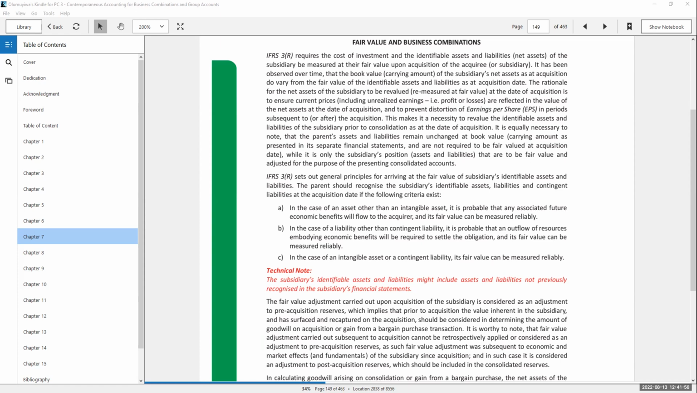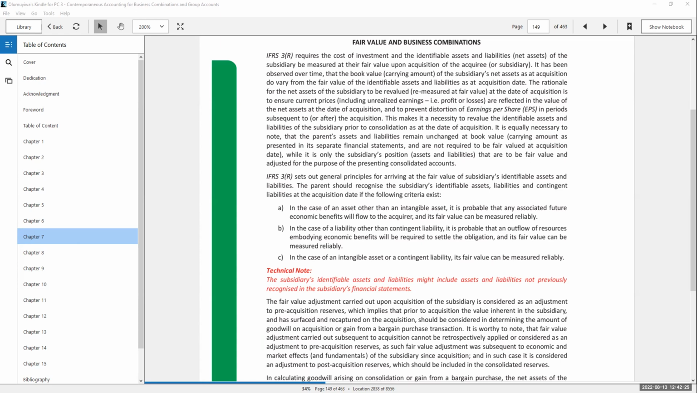It is equally necessary to note that the parent's assets and liabilities remain unchanged at book value, which is the carrying amount as presented in its separate financial statements, and are not required to be fair valued at acquisition date. It is only the subsidiary's assets and liabilities that are to be fair valued and adjusted for the purpose of presenting consolidated accounts.